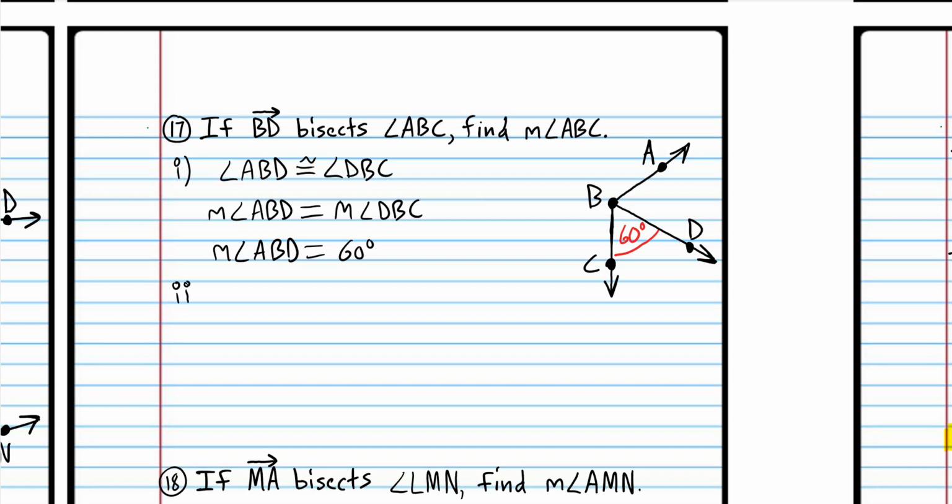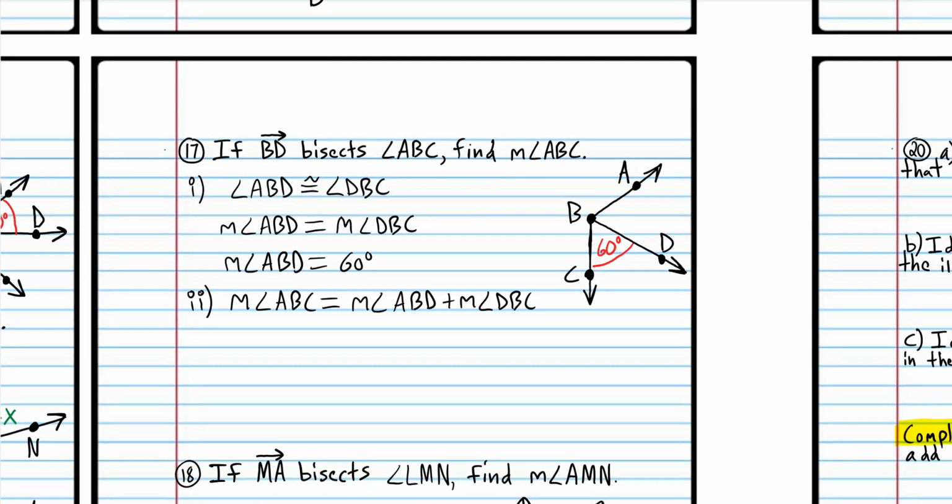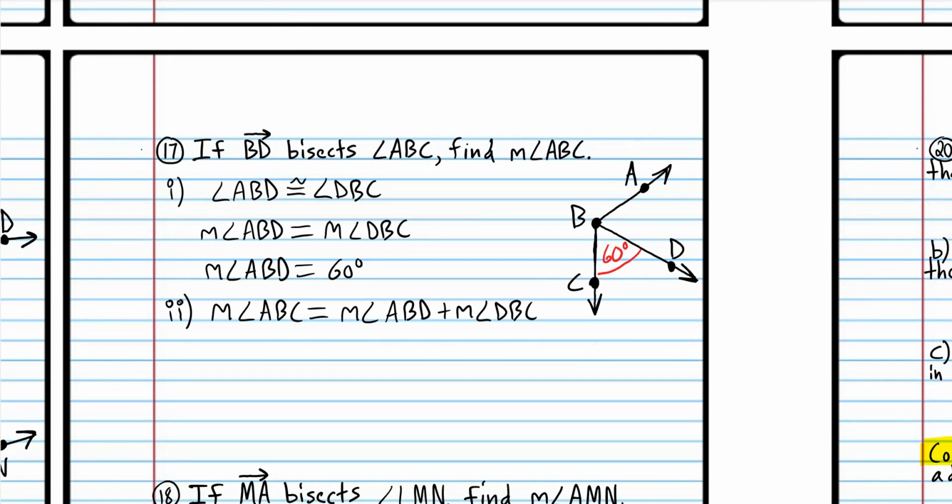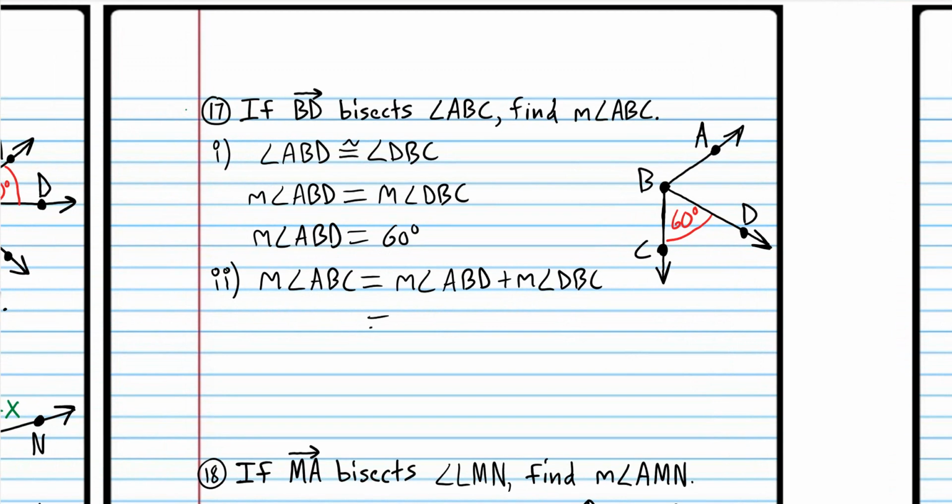Now, the reason that that's going to be useful is now we can say that the measure of angle ABC, we know from the angle addition postulate, the whole angle measure is equal to the measure of angle ABD, this angle here, plus the measure of this angle here, angle DBC. It doesn't really matter as long as B is in the middle. So we're looking for this measure here. We know that the measure of angle ABD is 60 degrees because we just found that up here. And we know that the measure of angle DBC is 60 degrees because that's in the picture, that red writing. So we have 120 degrees.